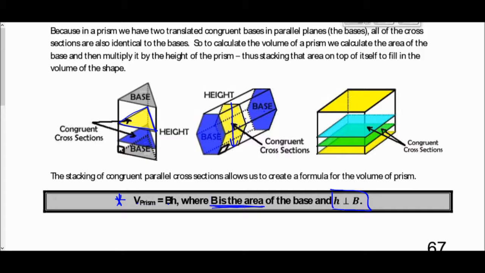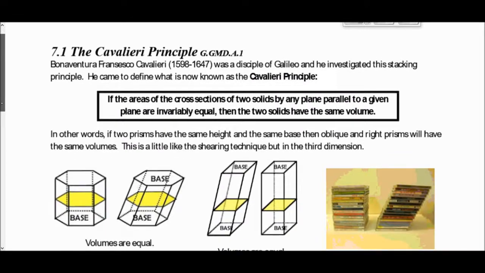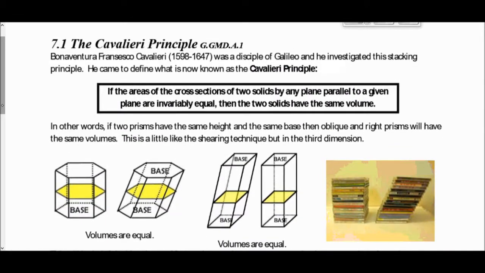Right. Now on the next page, they introduce this thing called the Cavalieri principle. And now in the Regents exams, they like to ask about this every now and then. Here's what the Cavalieri principle says. If you have two prisms, right, and the areas of the cross sections, or the bases, because we know that they're congruent, the areas of the bases are the same, and they have the same height, the same distance between the bases, then the solids have the same volume. So if they have the same base area and the same height, they have the same volume.